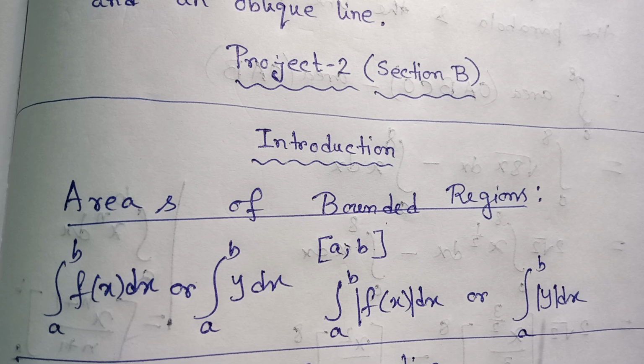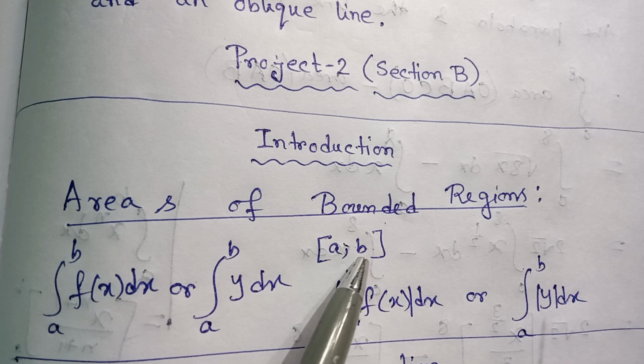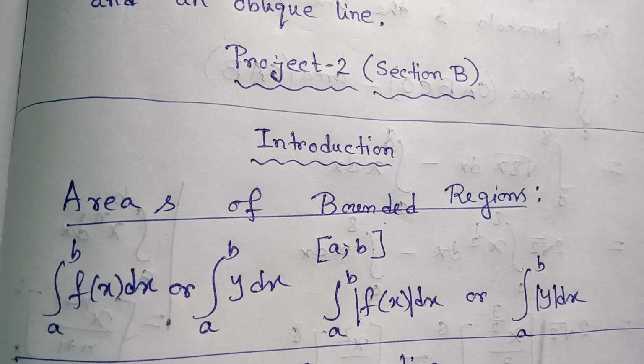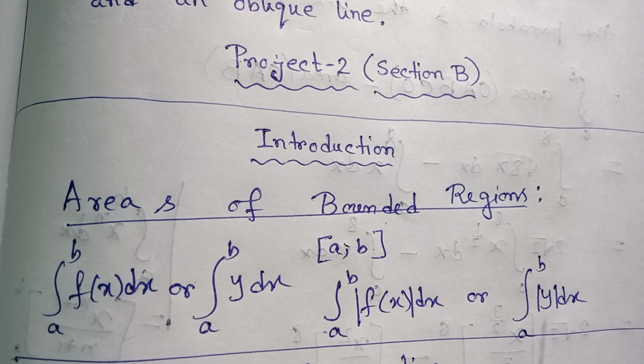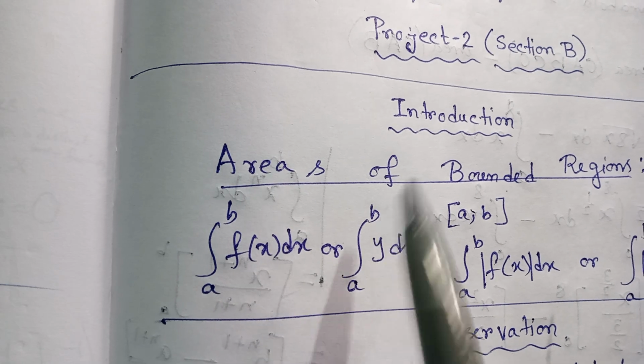Then write: if the function small f is continuous and non-negative in the closed interval [a, b], then the area of the region below the curve y = f(x), above the x-axis and between the ordinates x = a and x = b, or the area of the region bounded by the curves y = f(x), the x-axis and the ordinates x = a, x = b, is given by this symbol: integration a to b f(x) dx or integration a to b y dx.